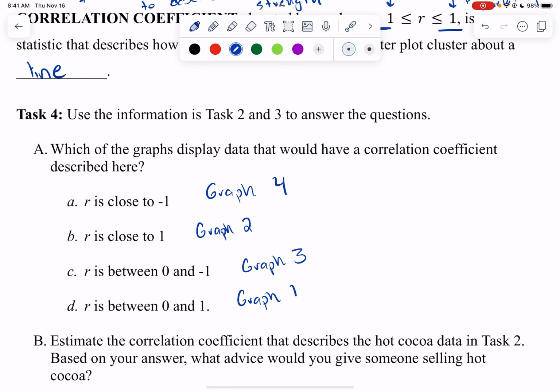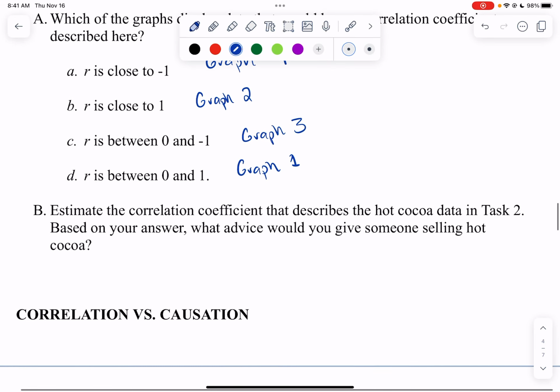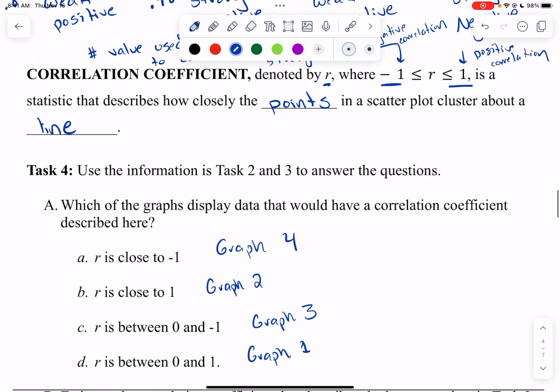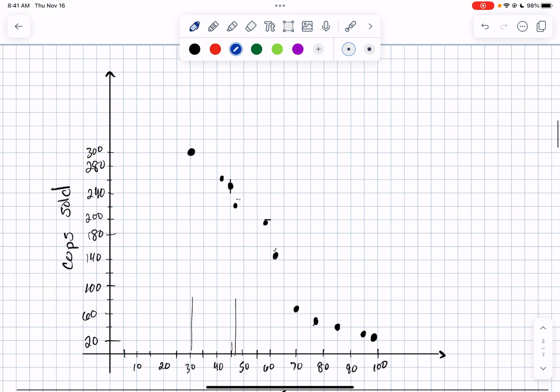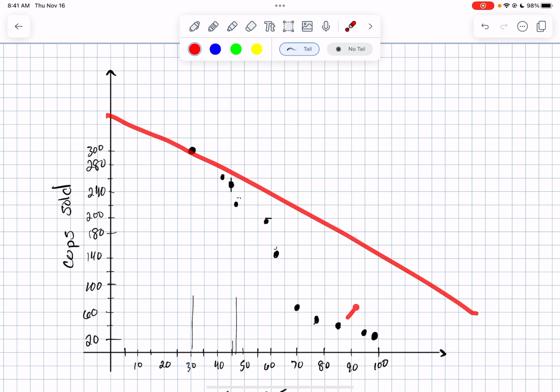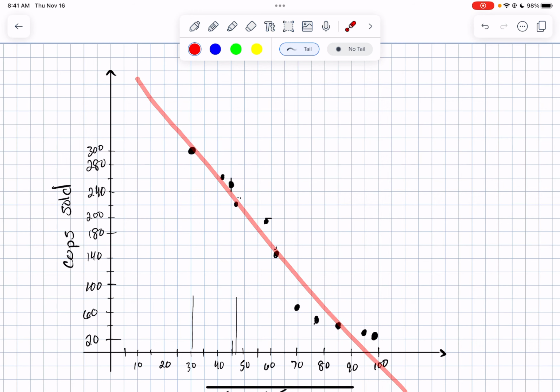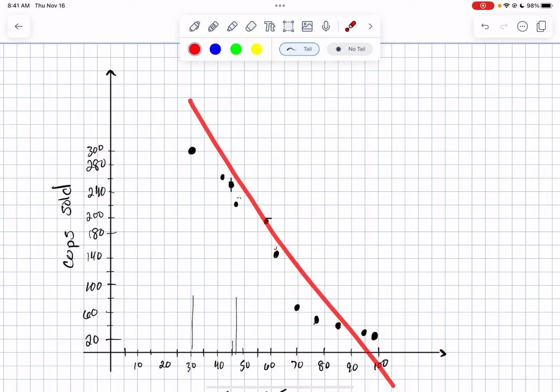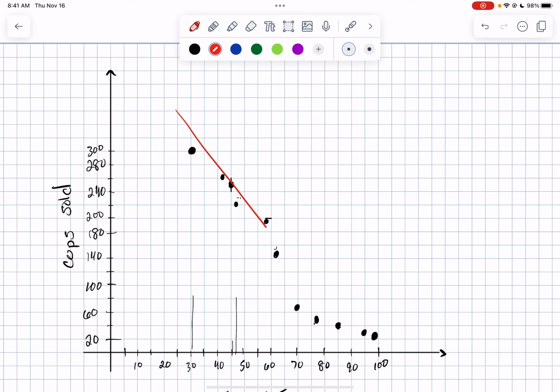Okay, we've already talked about that. So estimate the correlation coefficient that describes the hot cocoa data in task 2. So if we go ahead and look at this, well, first of all, you might be like, we don't have a line. Go ahead and draw a line in. Let's draw a line in. I'm going to eyeball it. And I want to be as close to as many points as possible. So I could put it up here, but then it's way above all these points. So if we shoot for the middle there, or maybe shoot for the middle here. Okay, it's not an exact science. Let's shoot for the middle. Try to get as close to as many points as possible.